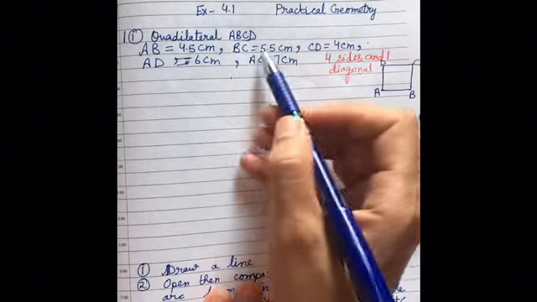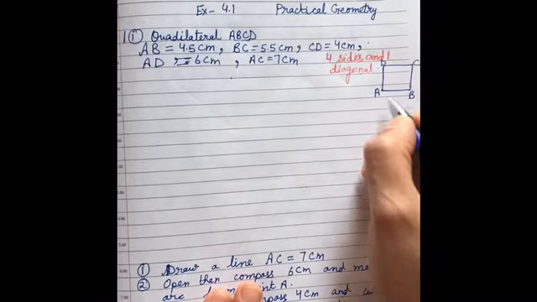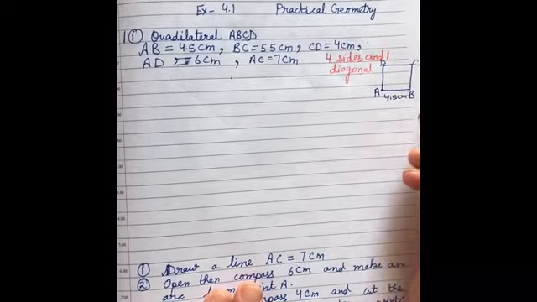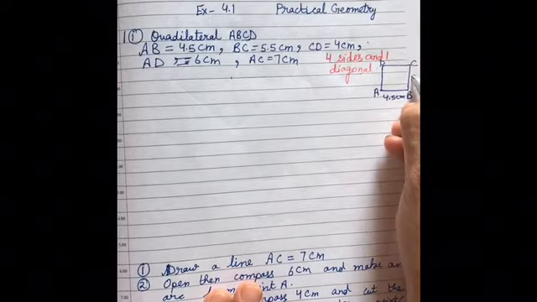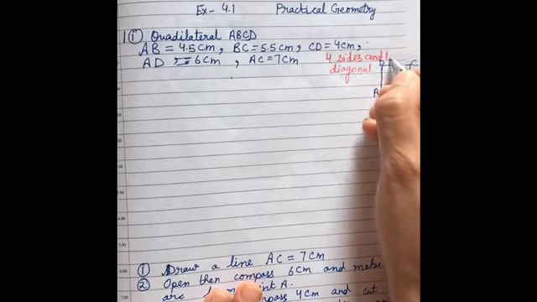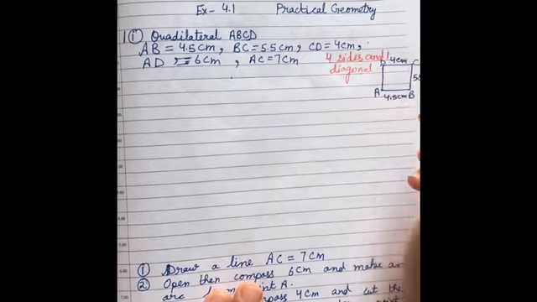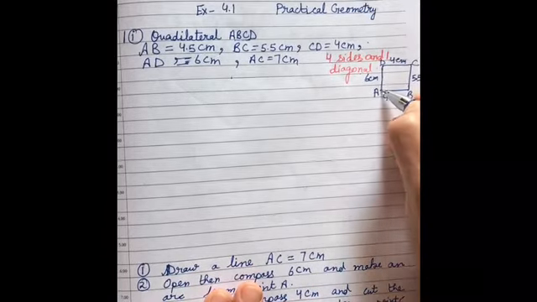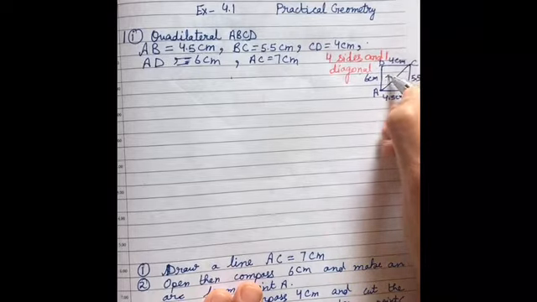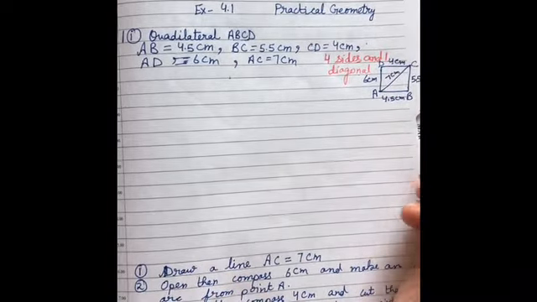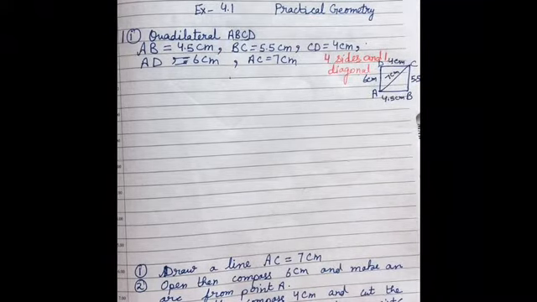Now whatever is given we are going to mark on this. AB is 4.5 centimeter. Then we are given BC, this is 5.5 centimeter. Then CD, this is 4 centimeter, and AD, this is 6 centimeter, and we are given this diagonal which is 7 centimeter. Fine. So this is our rough sketch that we have drawn. Now with this we are going to start our construction.